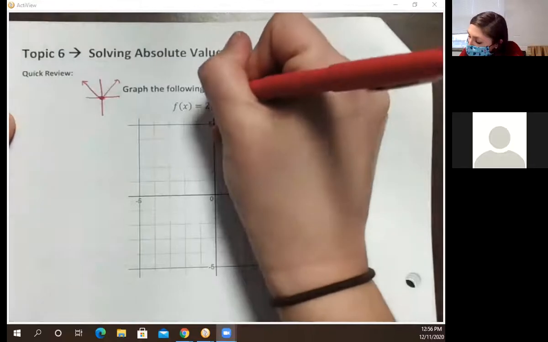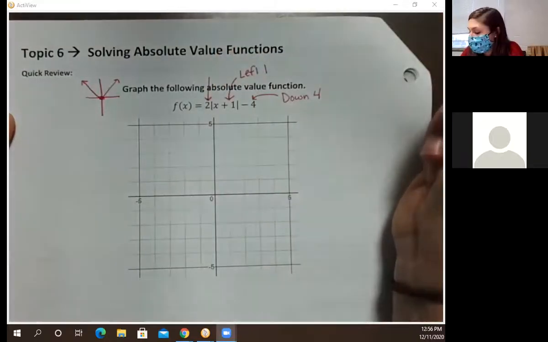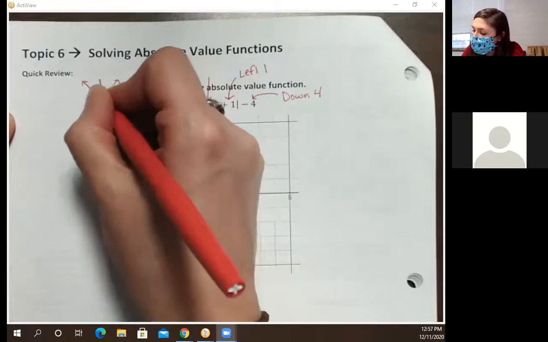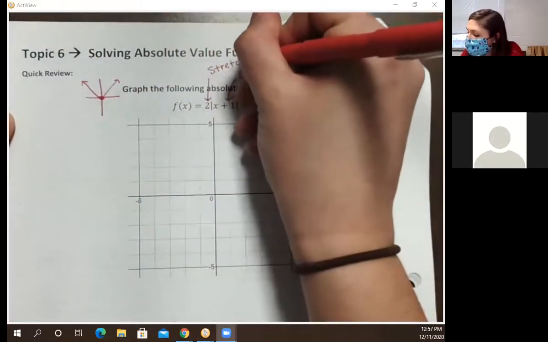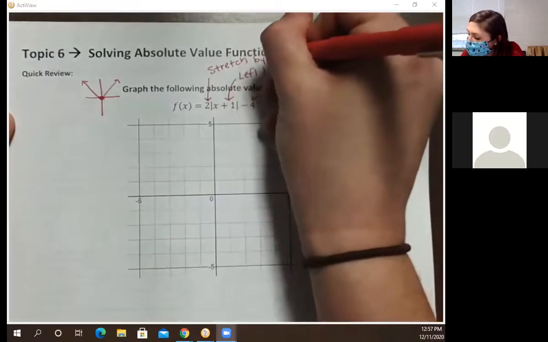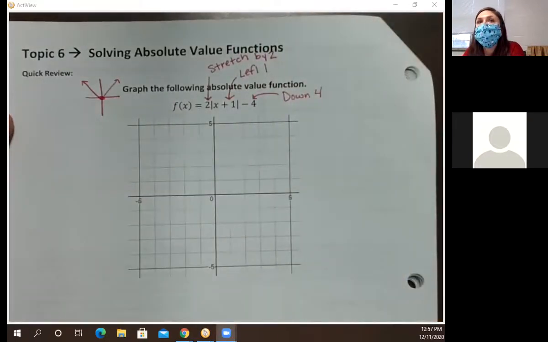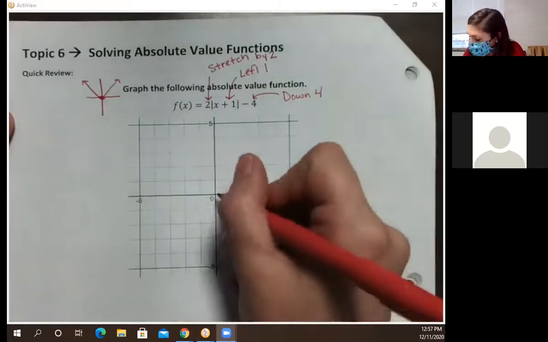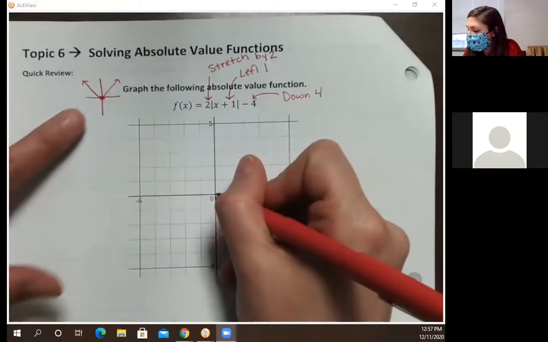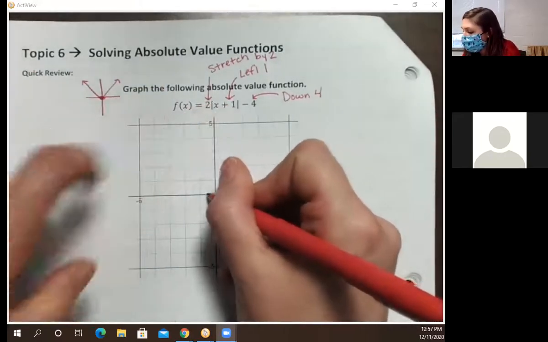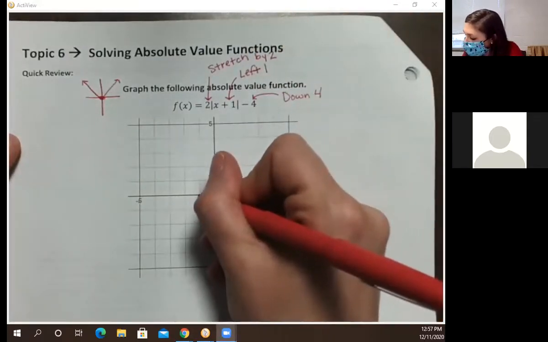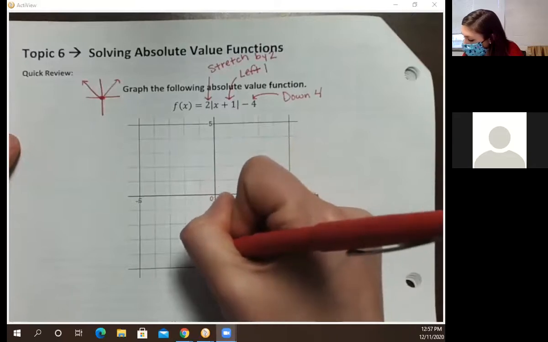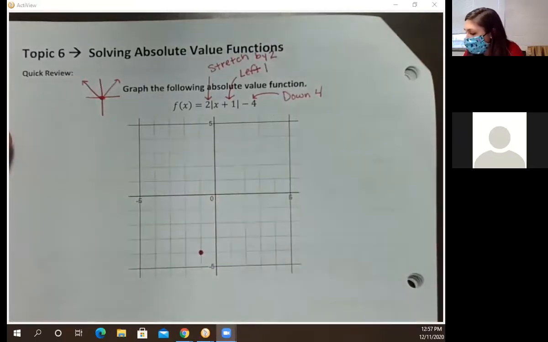And then this 2 that we're multiplying by in front is going to affect the slope, if we want to call it that, of our side. So this is going to stretch. This is bigger than 1. It's going to stretch our graph by 2. So as I go to graph this, I'm going to start hovering at the origin at 0, 0. And then I'm going to move to the left 1, and then down 4. 1, 2, 3, 4. And that's where my center goes.